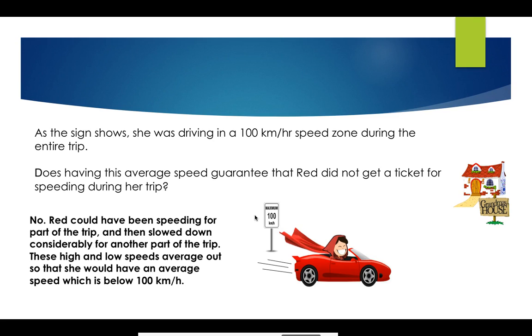Red could have been speeding for part of the trip and then slowed down considerably for another part of the trip. By having really high speeds and low speeds, we will average those out, and so the average speed is 90 kilometers per hour. However, during that time, if she was speeding and a cop found her, she definitely could have still gotten a speeding ticket. So, knowing the average speed doesn't tell us everything that's going on.